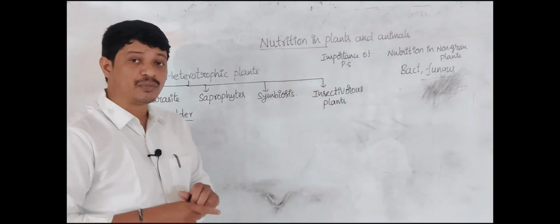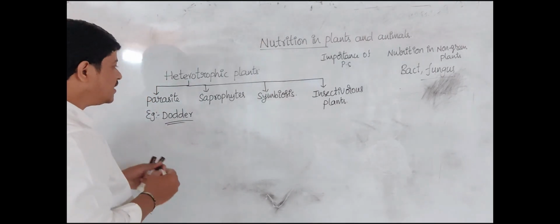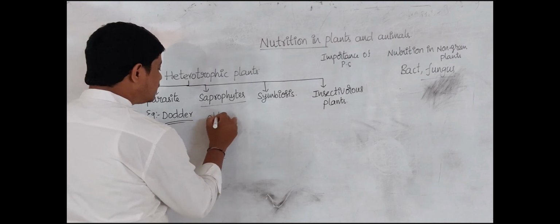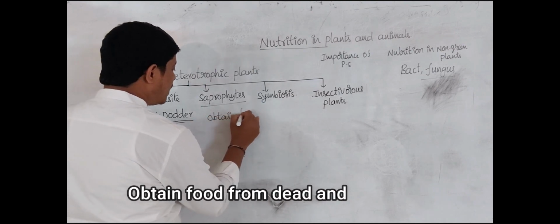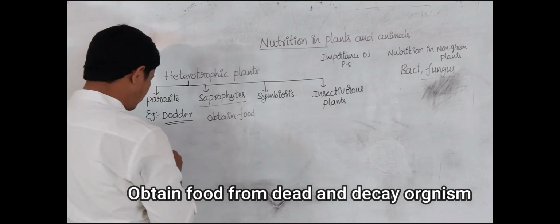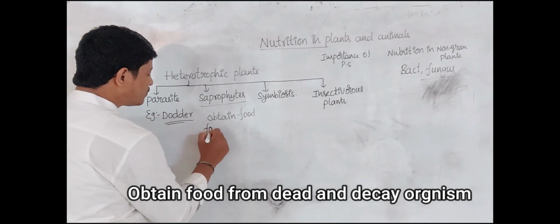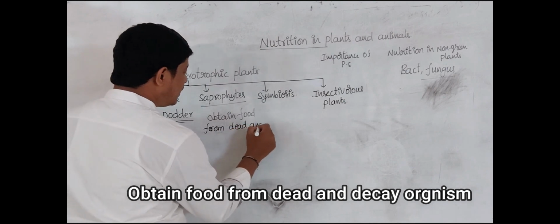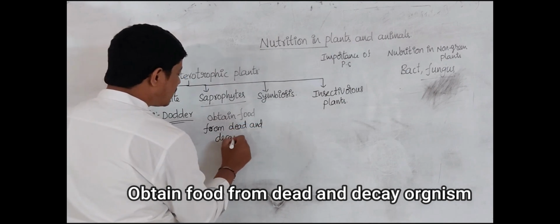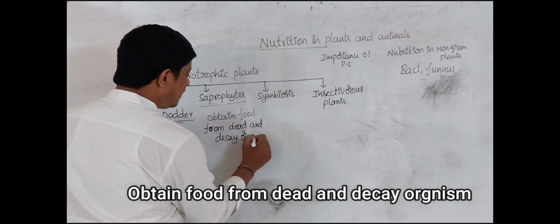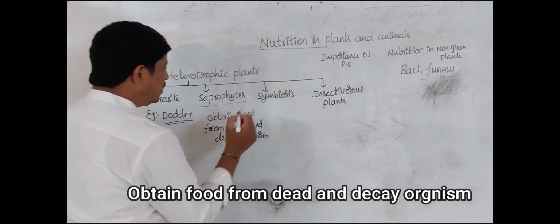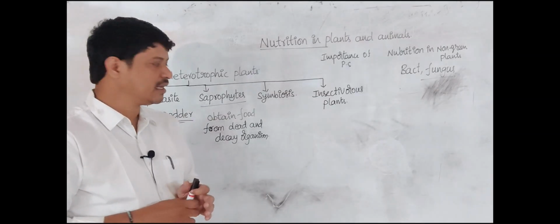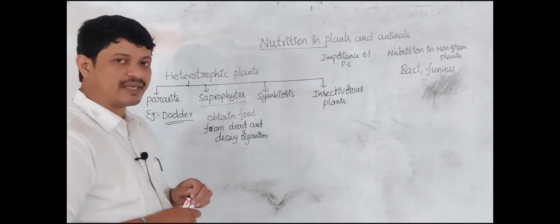Now coming to the saprophytes. What are saprophytes? They obtain their food from dead and decayed organisms. So saprophytes are organisms that obtain food particles from dead and decayed organisms.